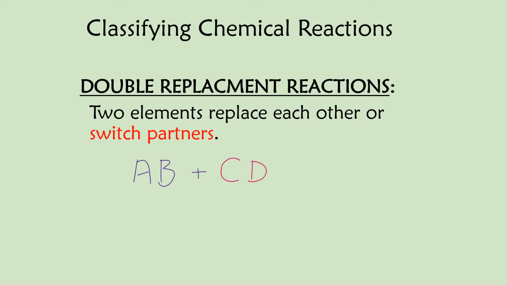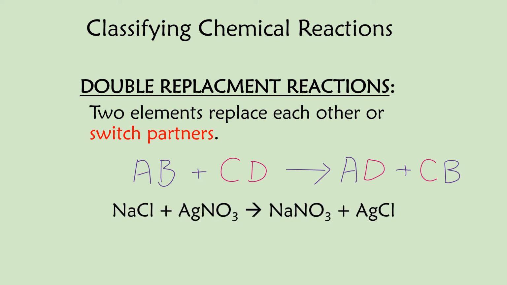Now what's going to happen here, let's still go with the metals. In compound AB, the metal is element A, and in compound CD, the metal is element C. So A and C are going to switch their positions. They're going to switch their partners. So now A is going to make a compound with D, and then B is going to make a compound with C. So that's what the double replacement reaction looks like.